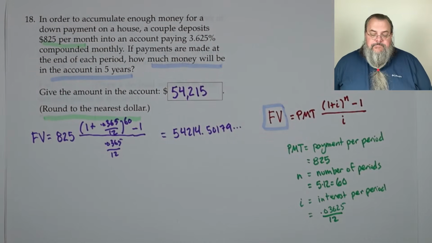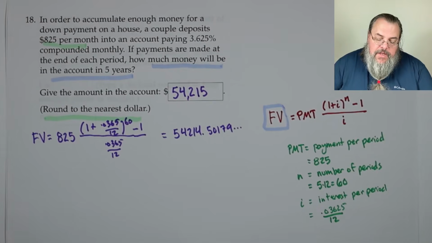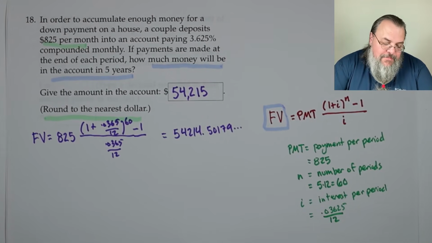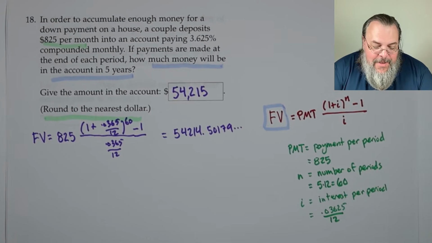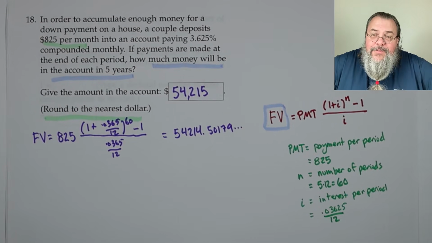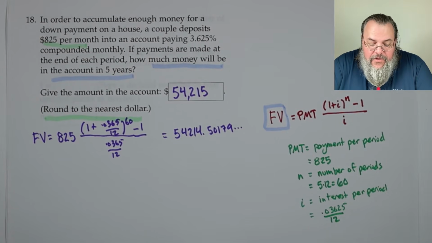All right, and there we go. Now, I probably would not put a comma in, but I think you can just put 54,215. I don't know how the system deals with commas for these kinds of numbers. Hopefully it's smart enough. Now, is this reasonable?